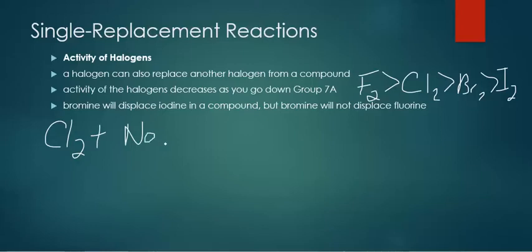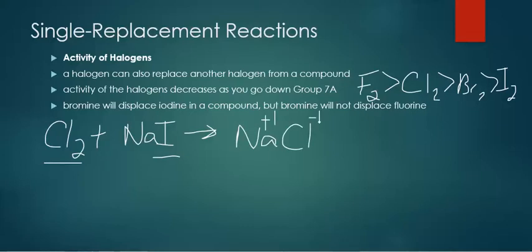Cl2 plus NaI. Whether chlorine will replace iodine, you go back to the activity series. Chlorine is higher in activity than I, so yes, it will switch. So sodium combines with Cl. Sodium is positive, Cl is negative. Iodine will be by itself, and that's diatomic, I2. And then you can go back and balance.